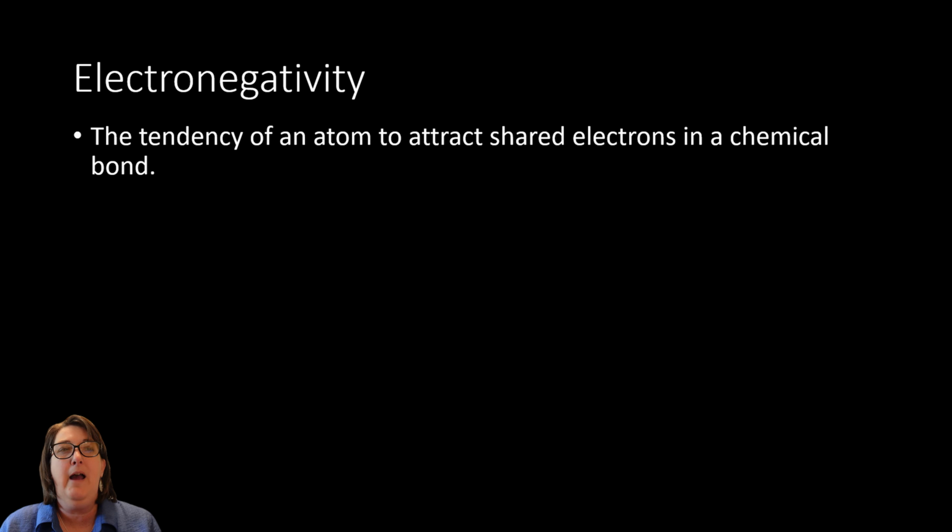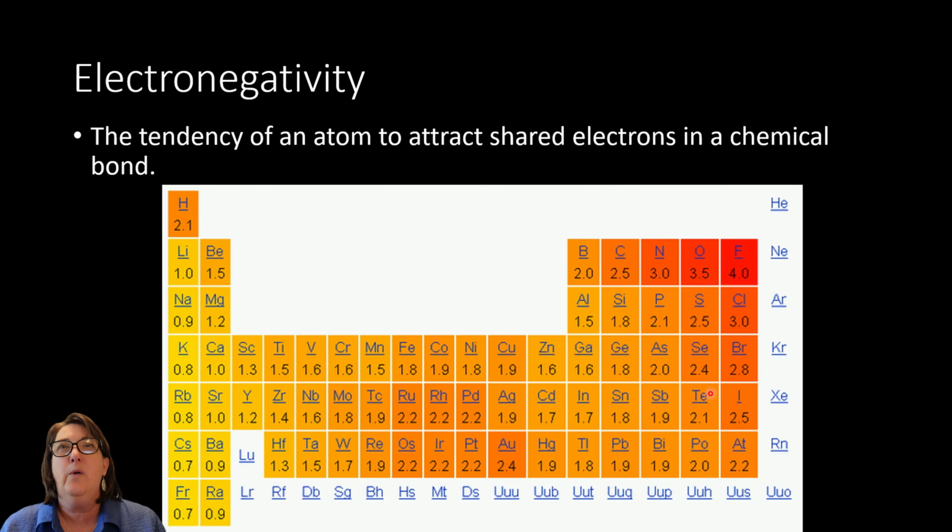Electronegativity is the amount of attraction or pull that an atom has towards another type. I like to say that this is the greediness for electrons. How greedy are these atoms for electrons? So here is an electronegativity chart. The closer I get to fluorine, fluorine's the most electronegative. Oxygen, chlorine, nitrogen, these are pretty high electronegative. These are very greedy for electrons. They want all the electrons and they don't want to share.